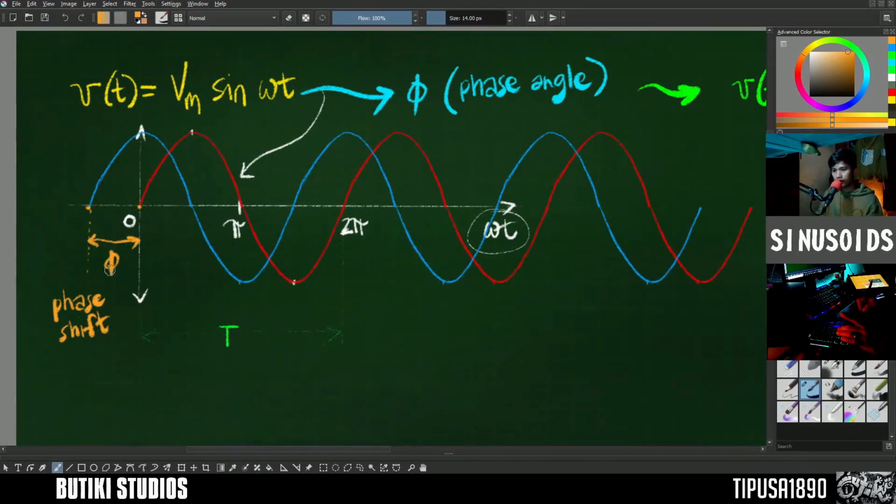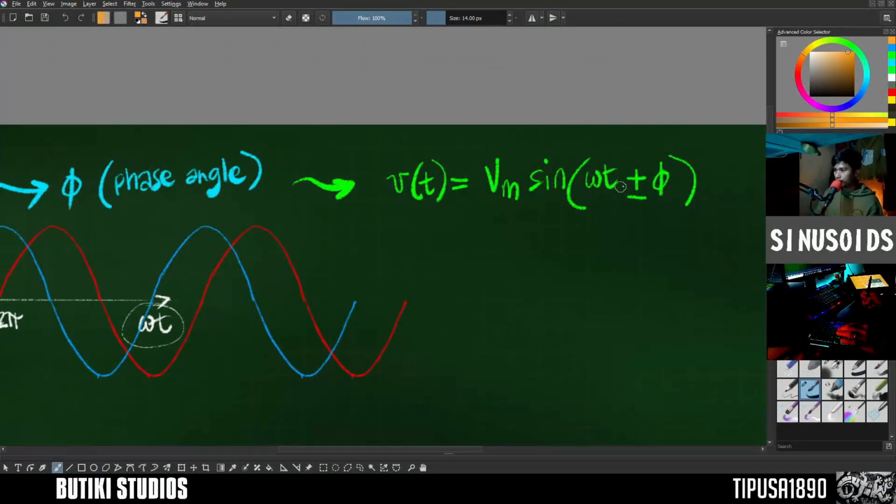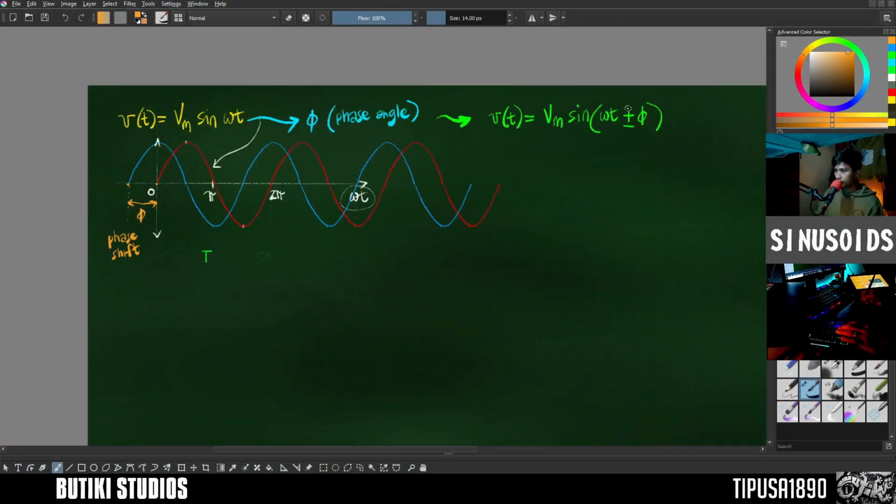So this phi angle here could be moved to the left or it could also be moved to the right. That is accounted for by this plus and minus sign. So we will now determine whether it is moving to the left or moving to the right. Okay, so actually we will coin another term here, what we call lead and lag.